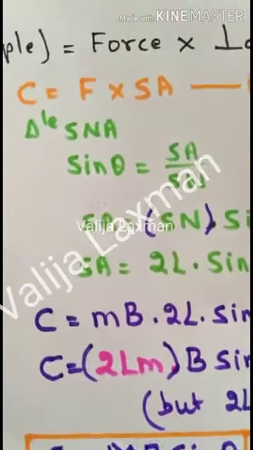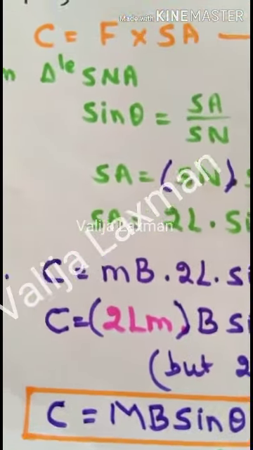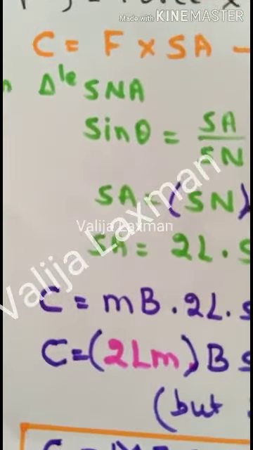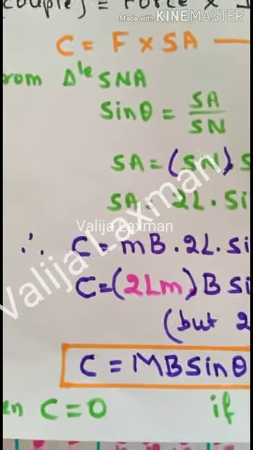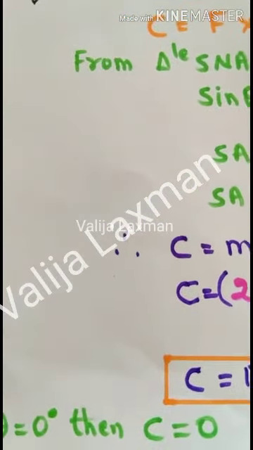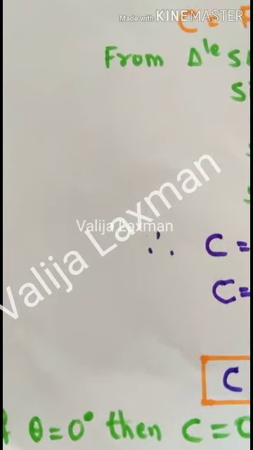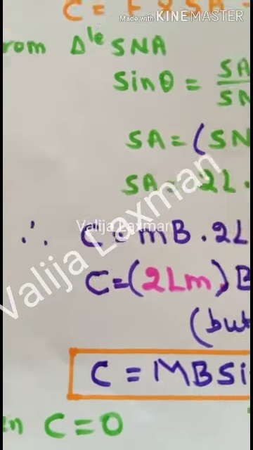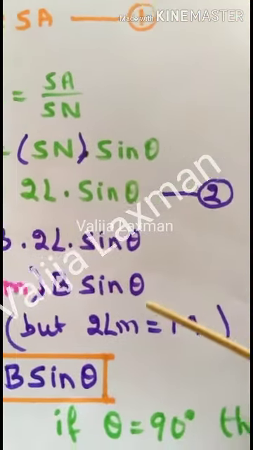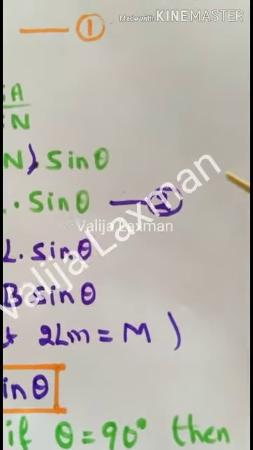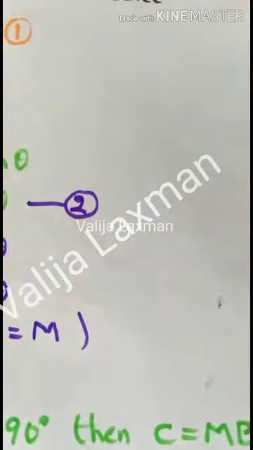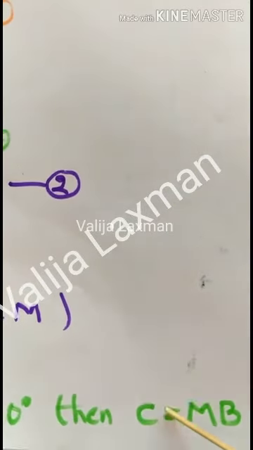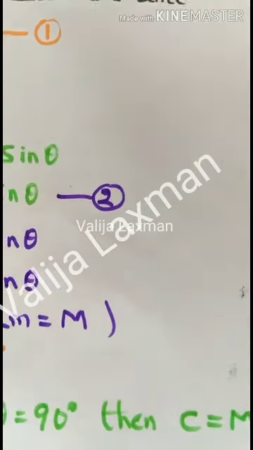And this is the formula for the couple acting on a bar magnet. And in this, if you want, you can substitute the conditions also. That is, if the angle theta is equal to 0 degrees, then couple is equal to 0. And if theta is equal to 90 degrees, then the couple becomes C is equal to MB. That will be the maximum couple that is acting on the bar magnet. Thank you.